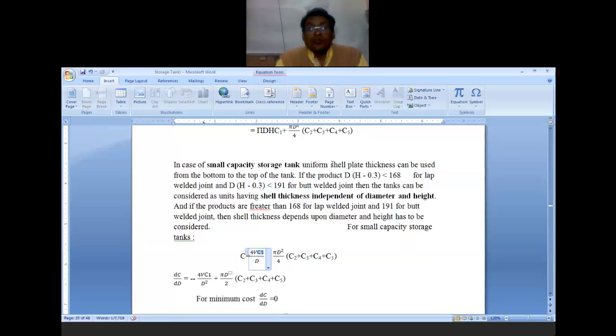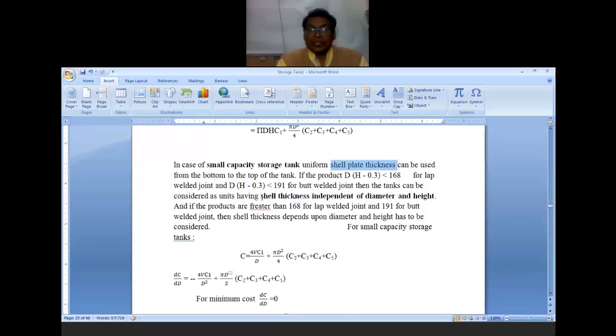So in case of a small capacity storage tank, uniform shell plate thickness can be used from the bottom to the top of the shell. Means throughout the shell, I am using the uniform plate thickness. This is for the small storage capacities.